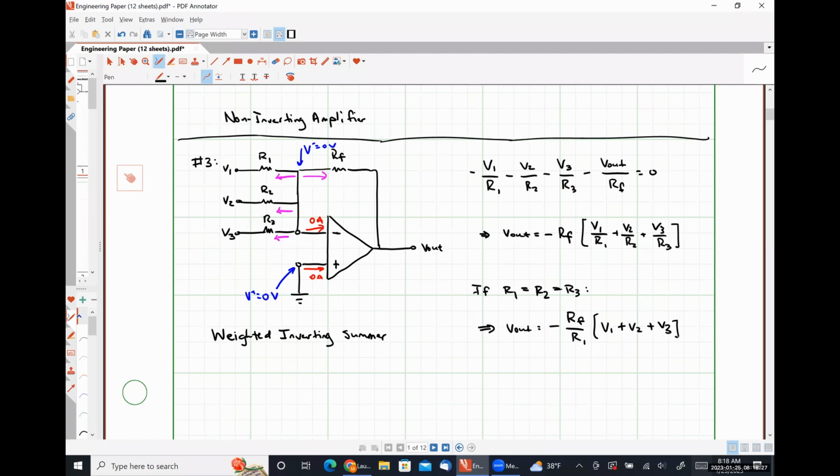So this is the first obvious instance of analog signal processing, okay? We can use an op amp to literally add signals together, okay? So where do you think something like this might be used?